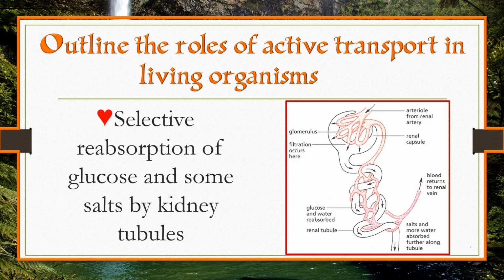Selective reabsorption of glucose and some salts in the kidney. So we have looked at the reabsorption of water and glucose in the proximal convoluted tubule, and the absorption of salts and water from the loop of Henle back into the blood capillary. Still there we are using energy, which is active transport.